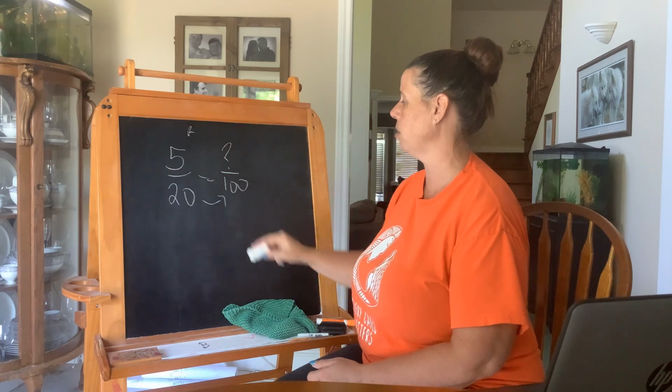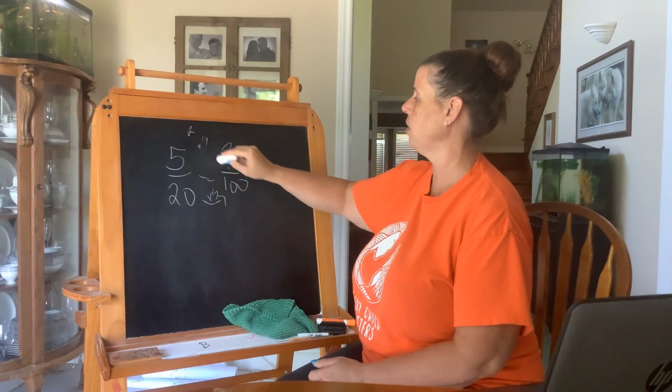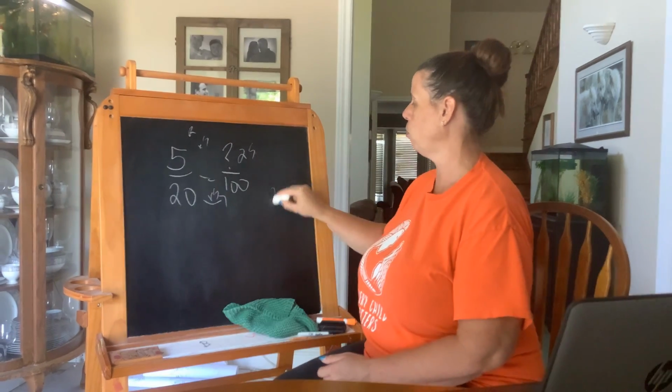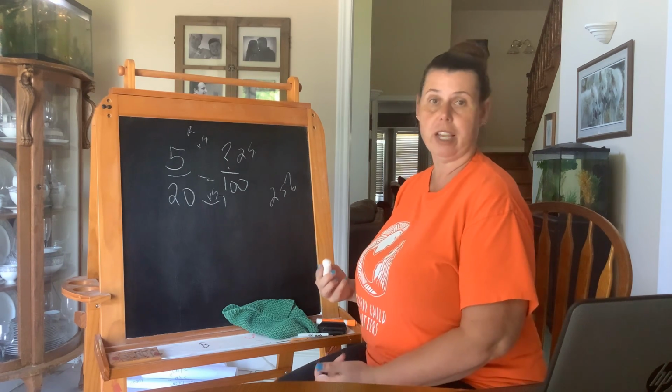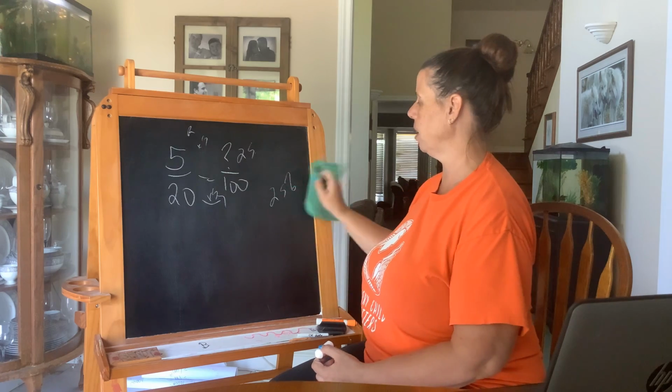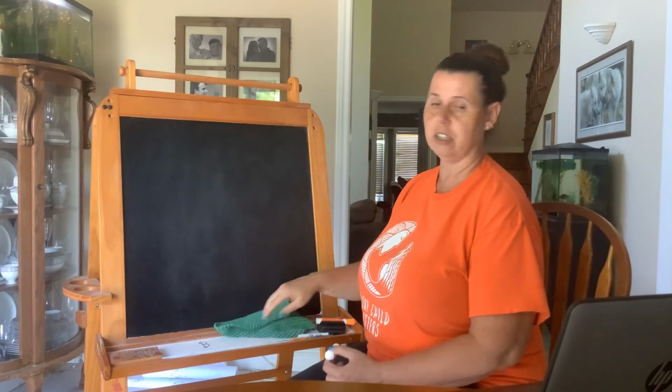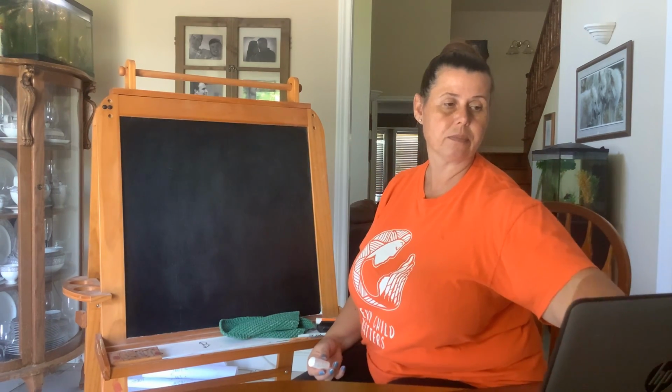How do I get from 20 to 100? Times 5. Times 5 on the top, 25. So 25% are red. What percent are not red? The rest. I'll let you figure out what the rest is out of 100. Right? Go finish that.